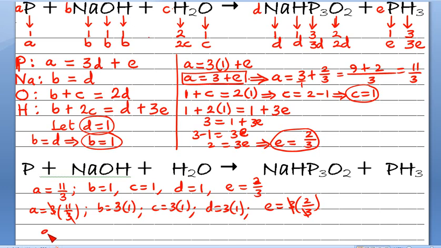Okay, results. A is equal to 11. B is equal to 3. C is equal to 3. D is equal to 3. And E is equal to 2. Okay, let me put those values now. A is for P here, so I'm going to put 11 there. B is here. C is here. And C is 3. D is 3 also. And E is 2. The equation is now balanced. And let us perform a check to see whether the equation is actually balanced or not.